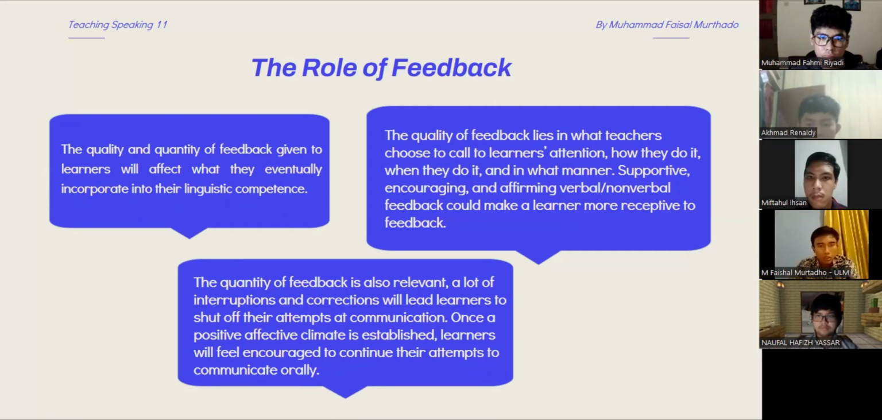The quality and quantity of feedback given to learners will affect what they eventually incorporate into their linguistic competence. The quantity of feedback is also relevant. A lot of interruption and correction will lead learners to shut off their attempts at communication. Once a positive, effective climate is established, learners will feel encouraged to continue their attempts to communicate orally. Okay, next slide.